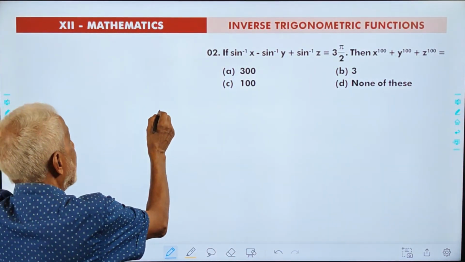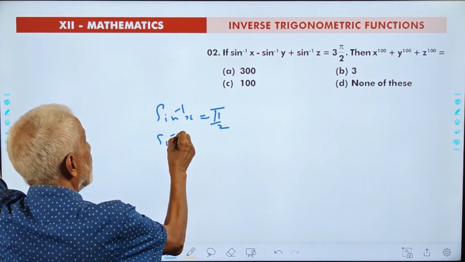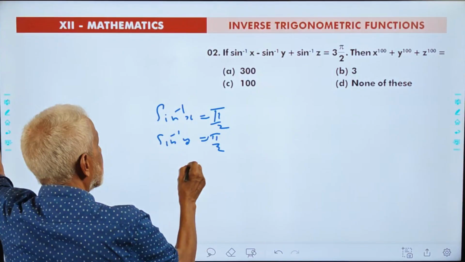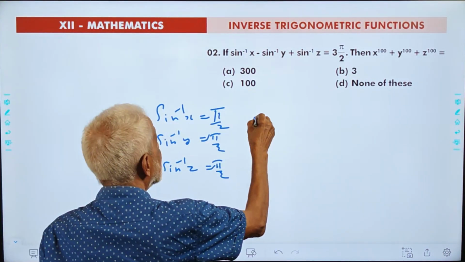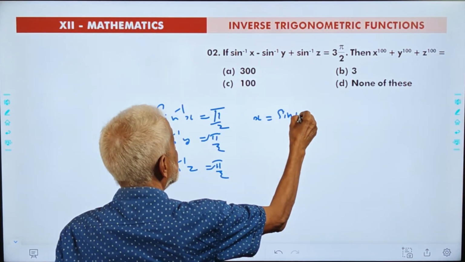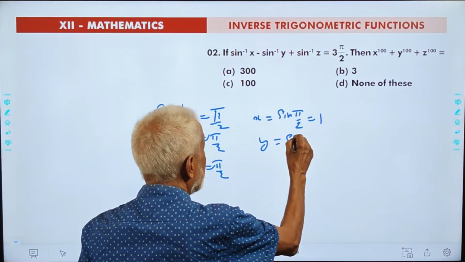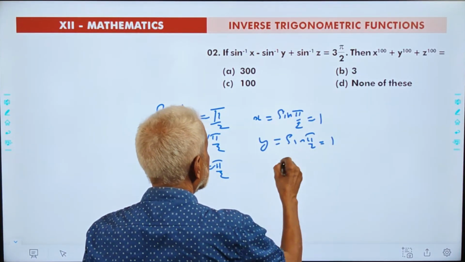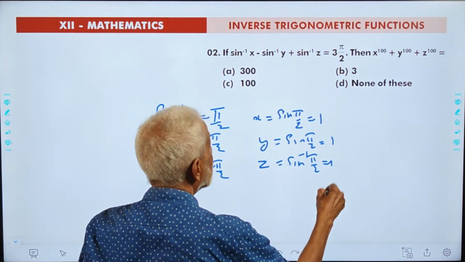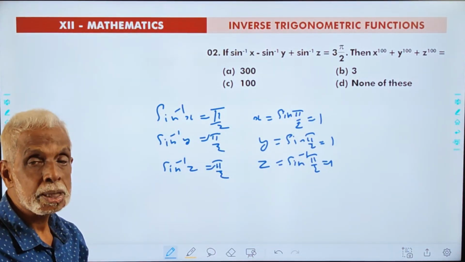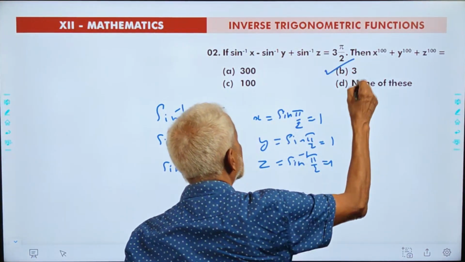You know, maximum value of sin inverse x is pi by 2. Maximum value of sin inverse y is also pi by 2. Maximum value of sin inverse z is also pi by 2. Hence, x is equal to sin pi by 2, which is equal to 1. y is equal to sin pi by 2, which is also equal to 1. z is equal to sin pi by 2, also 1. Hence, x raised to 100 plus y raised to 100 plus z raised to 100 equals 1 plus 1 plus 1, 3. Correct choice is 3.